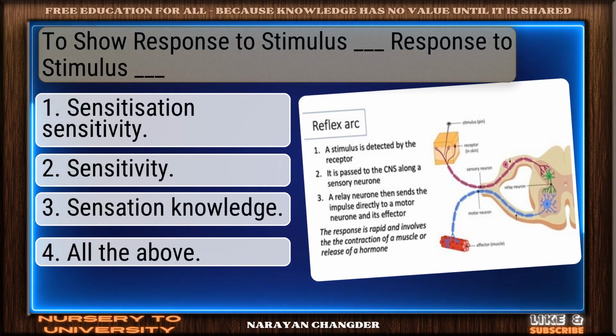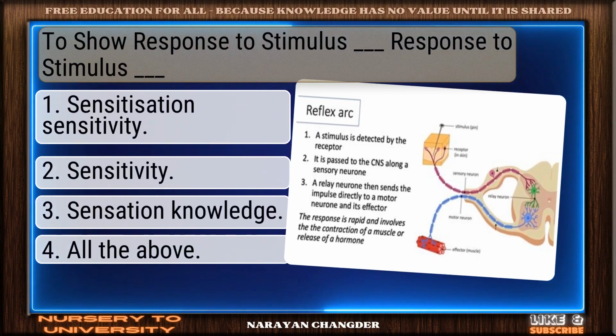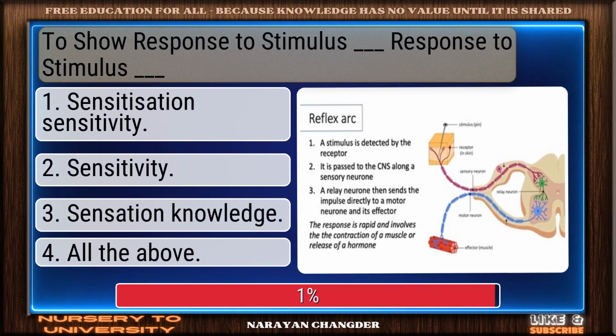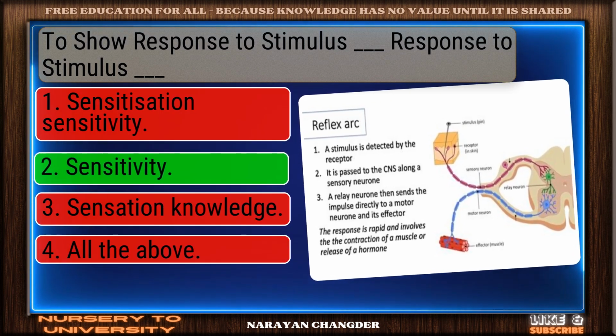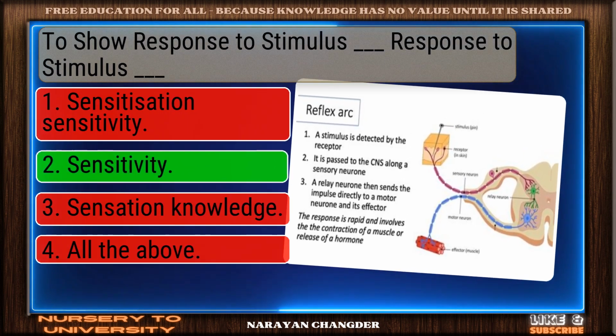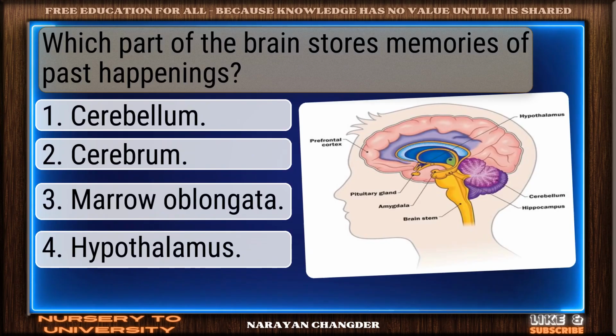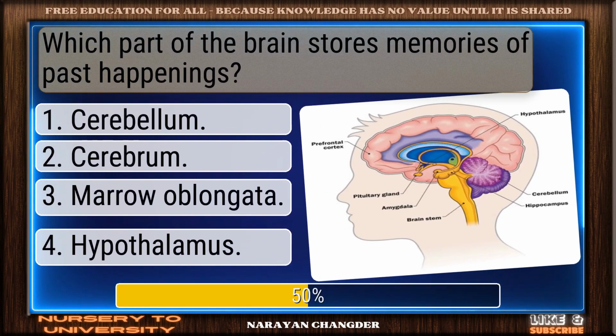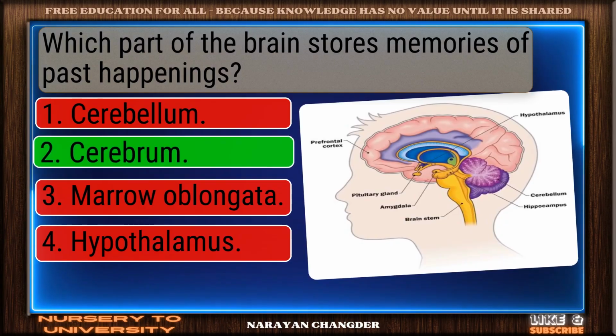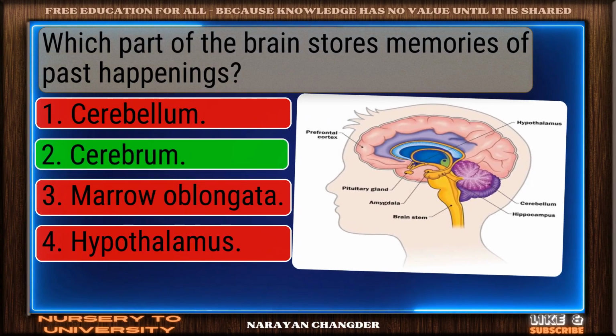To show response to stimulus, dash response. Great thinking. Sensitivity is right. Which part of the brain stores memories of past happenings? Sharp thinking. Cerebrum is right.